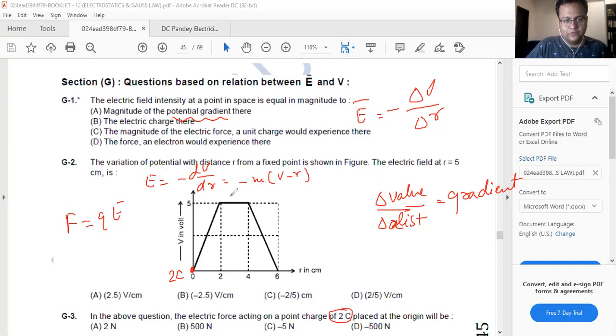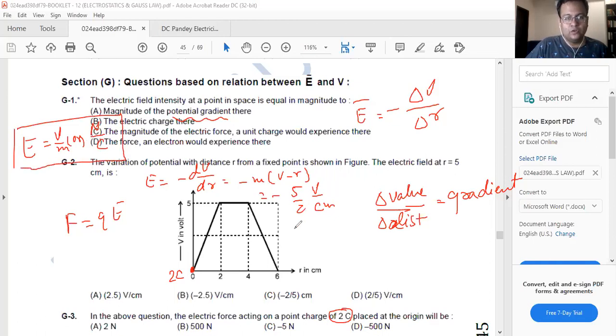Now the slope of this graph is what? The slope of this graph is 5 by 2. So minus of 5 by 2 volts per centimeter. Look, units are important over here. But volts per centimeter is not a good thing to use in the equation F equals Q into E. Why? The unit of electric field is what? Volts per meter or newtons per coulomb. Please remember this. 1 volt per meter is also 1 newton per coulomb.